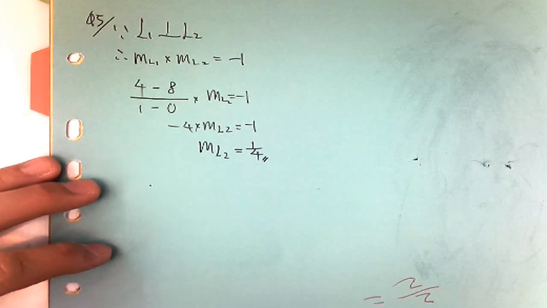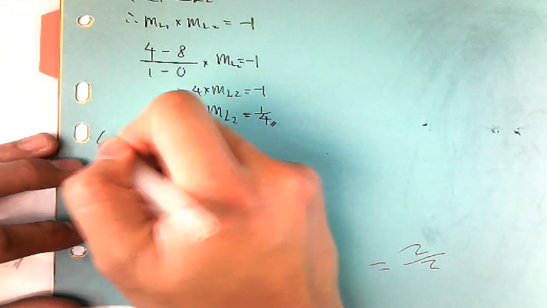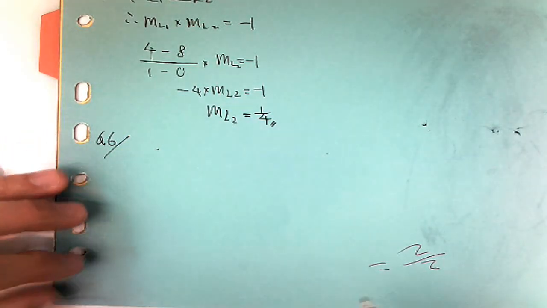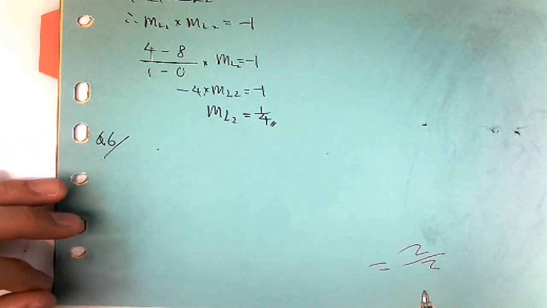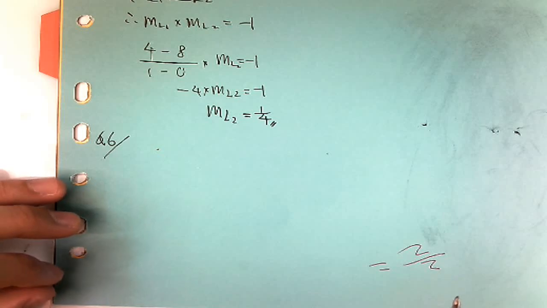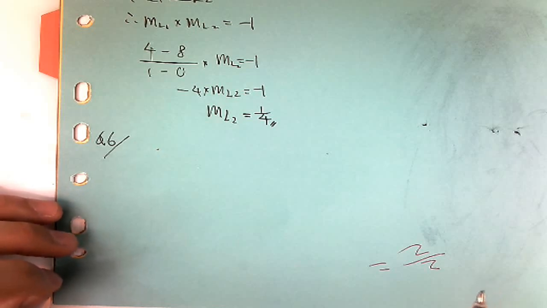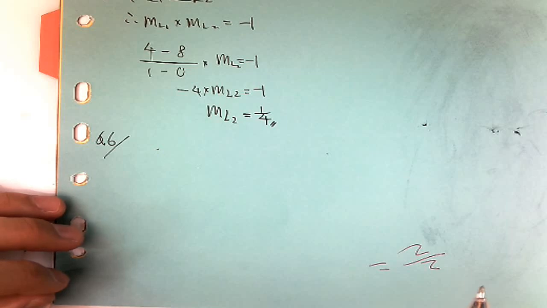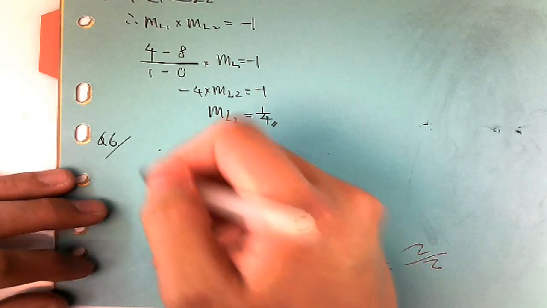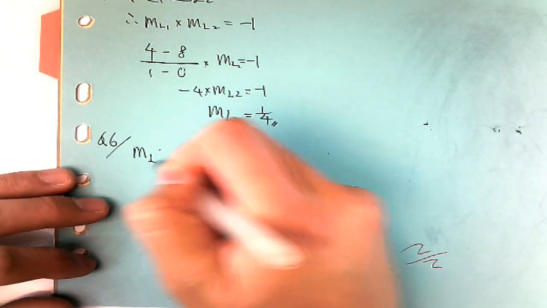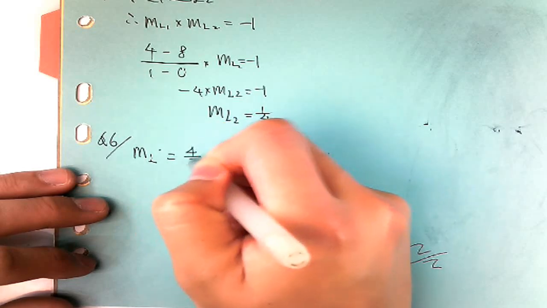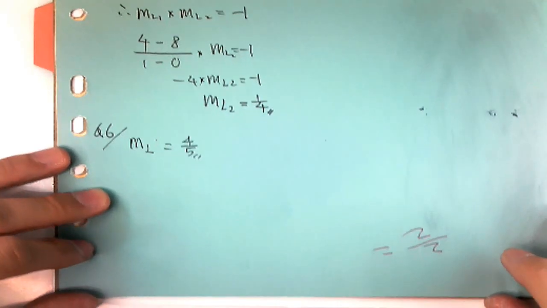I'll do 2 of them. I'll do question 6 first. Question 6: find the slopes of straight line L in the following cases. For question 6, L is parallel to a straight line with slope 4 over 5. So very easy, right? You just write down ML equal to 4 over 5, then finish.